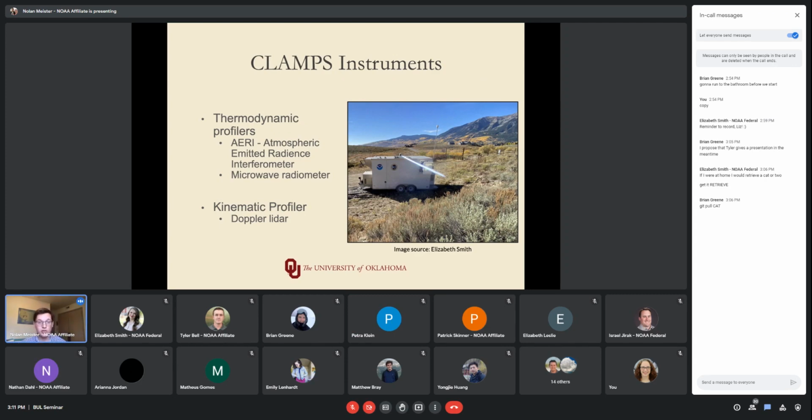And then both CLAMPS are also outfitted with a Doppler lidar, which is becoming pretty common these days. The lidar is essentially like a radar, but with light. So it sends up a laser, which can reflect off of boundary layer aerosols, and the return can give us a 3D profile of the horizontal and vertical wind components of the atmosphere.